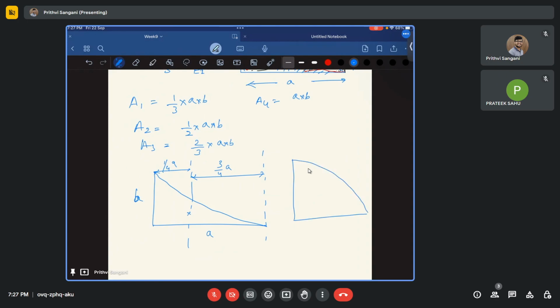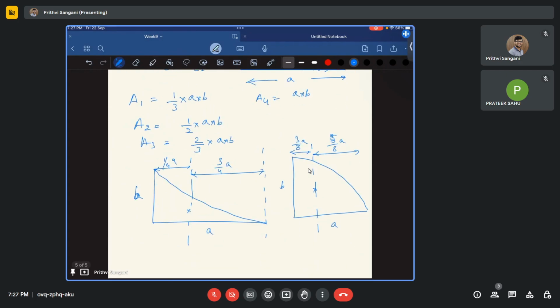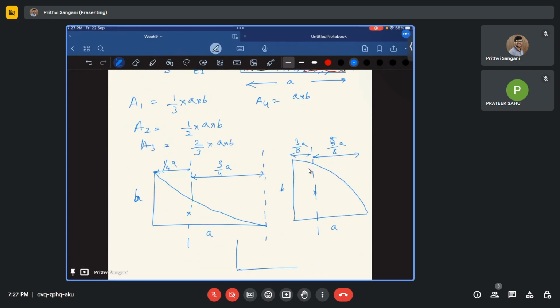If you have another parabola, when your parabola is a convex type of parabola, in this case this is going to be 5 by 8A, and this is going to be 3 by 8A. And again, like you said, if you have a triangular variation, so if your BMD is a triangle, and this is B and this is A, how much is this?